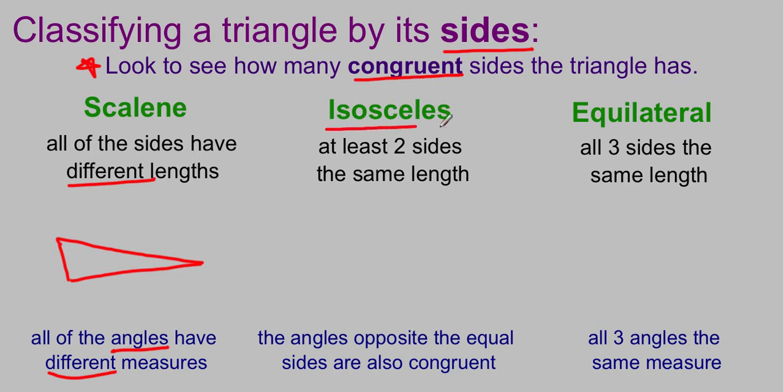Isosceles. This is the hardest one to spell, so it's going to take some practice, but it's where at least 2 sides, and usually it's exactly 2, but technically it could be more than that, at least 2 sides have the same length. So a lot of times it's going to look something like this. A nice symmetric triangle here, where these 2 opposite sides are congruent.